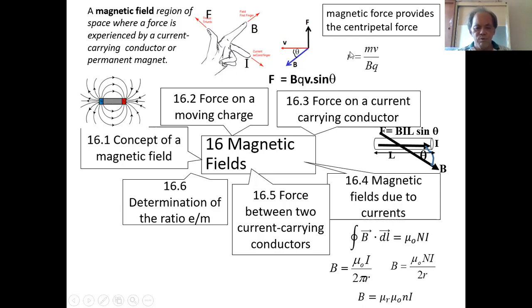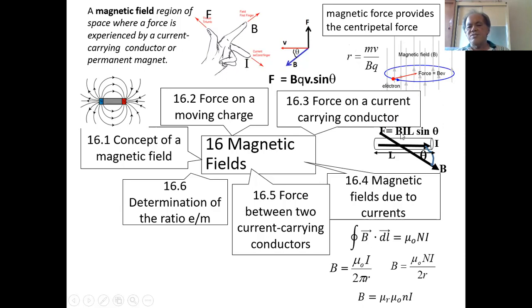Then we say that if it's moving in a magnetic field, then it will move in a circle of radius given by that equation. Right? The easiest way is not to memorize this formula, but to remember that magnetic force equals centripetal force and derive this equation.